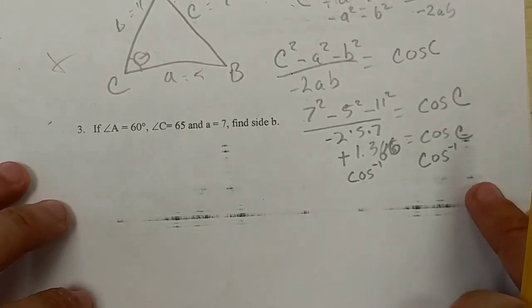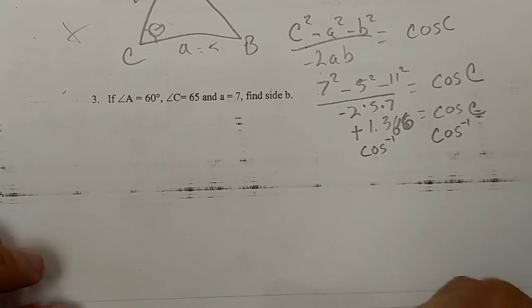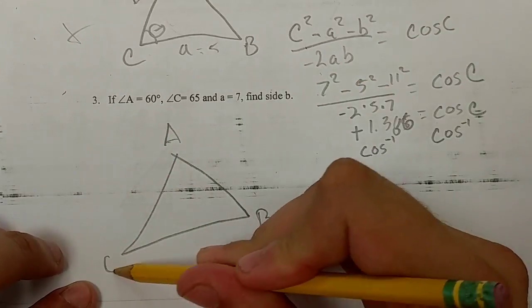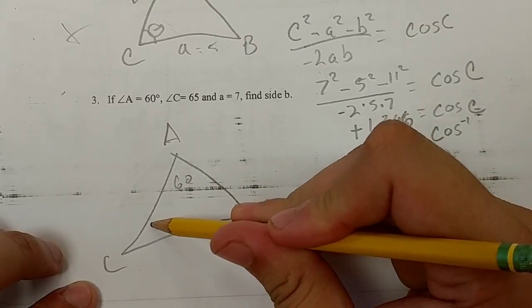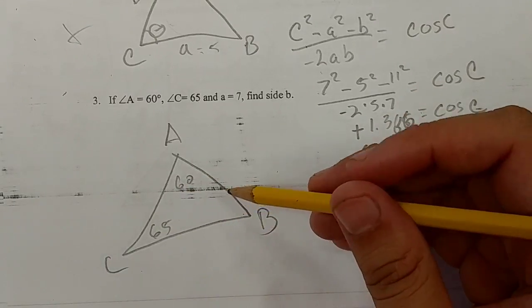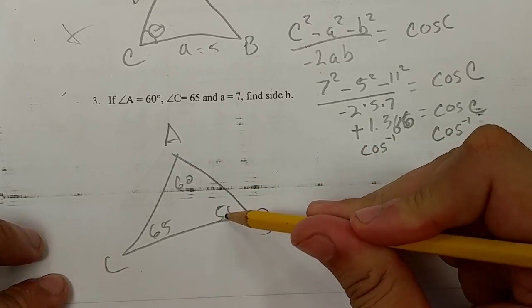Emergency alert, it's about to flood apparently, again. All right, so let's make another triangle. A, B, C, 60, 65, and I'm just gonna throw this in. It's gonna be 65 plus 60 minus 180. This is gonna be 55.